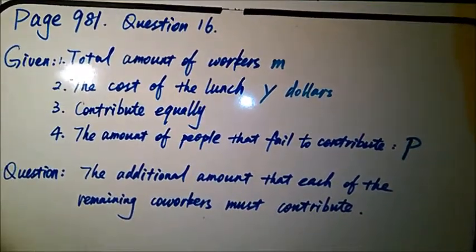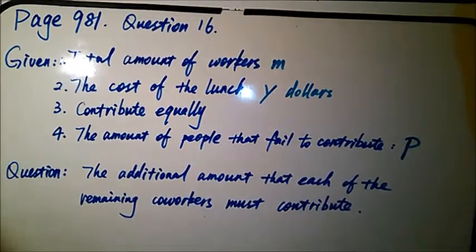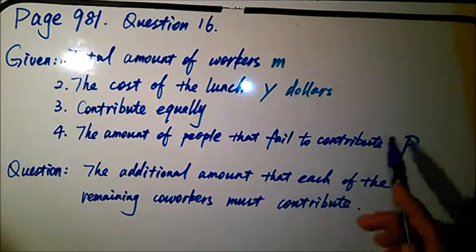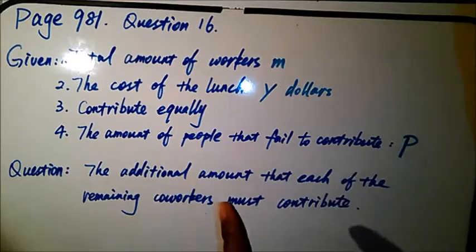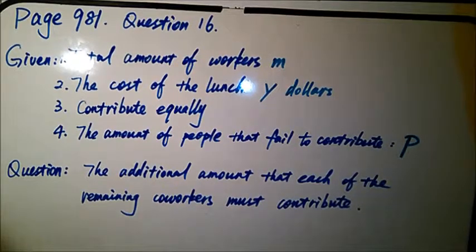Because P people fail to pay, that causes the remaining people to cover what they failed to pay, which means the remaining people will pay more. So the P people who failed to pay up are left out, and it causes the rest of the people who are paying to pay more.